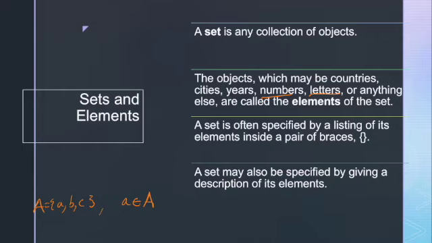But a set could also be described by giving a description of its elements. I could have the set P such that it's all x as long as x is prime. So this would be an infinite set, right? Because there are infinitely many primes. And x is an element of this set. x is prime. So I could say 7 is an element of P, but 8 is not an element of P. And we're going to go over these symbols a little bit more.